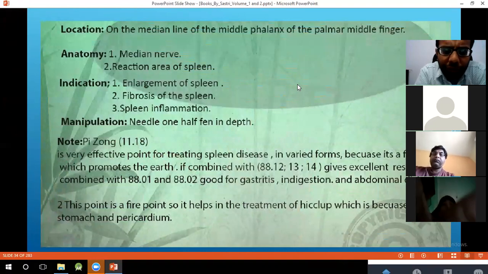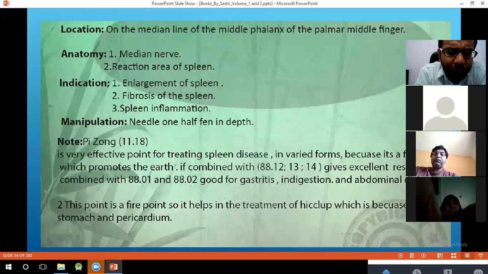So for fibrosis of the spleen and inflammation, needle half an inch in depth. Pi Zhong is a very effective point for treating spleen disease in varied forms. It is combined with 88.12, 13 and 14, and gives excellent results in combination with 88.01 and 88.02 for gastritis, indigestion and abdominal pain.